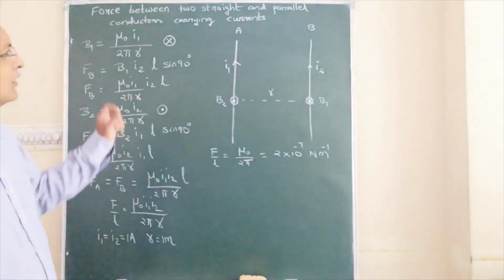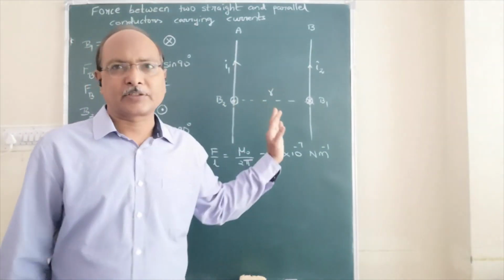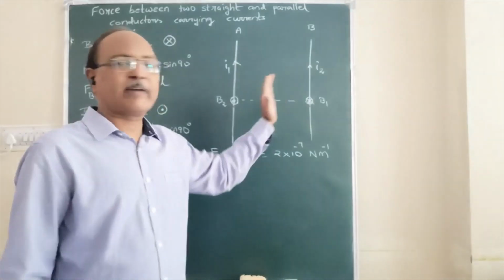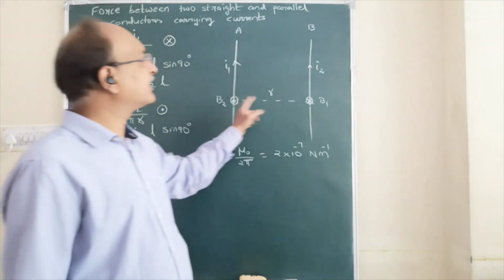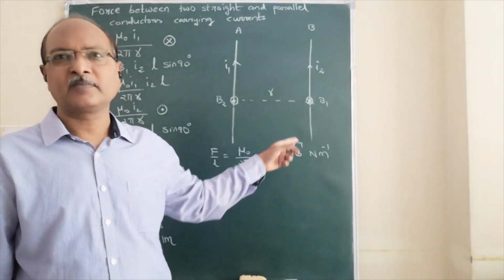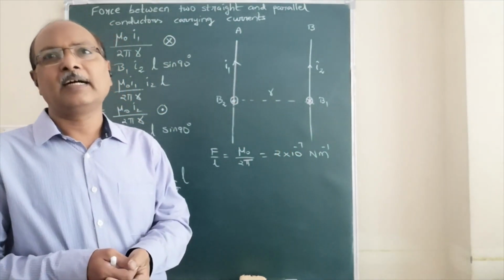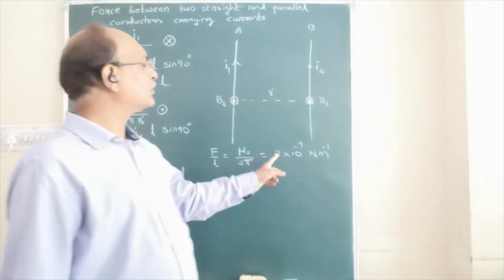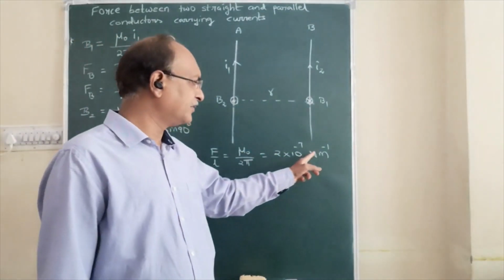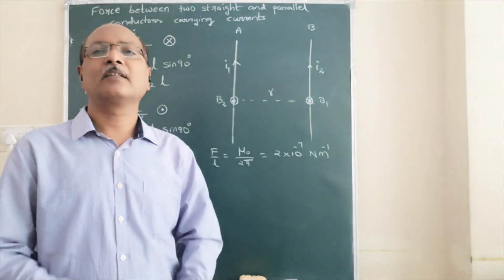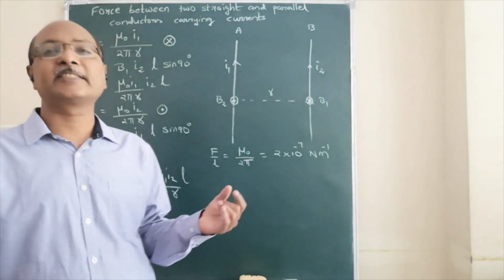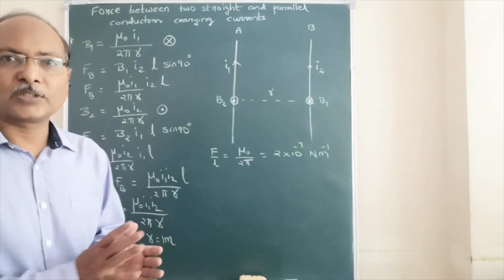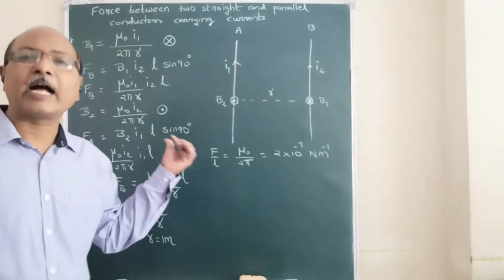So when two unit currents are flowing in two straight wires separated by a distance of 1 meter in air, and if the force per unit length between them is 2 × 10^-7 Newton per meter, then the current in each conductor is equal to 1 ampere. So that is the definition of ampere.